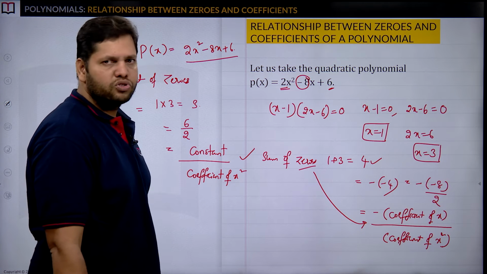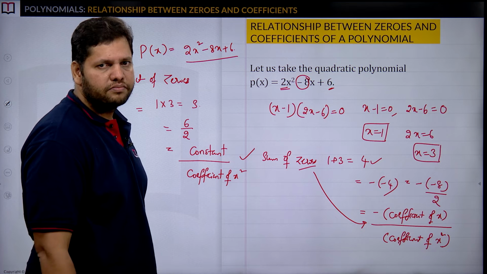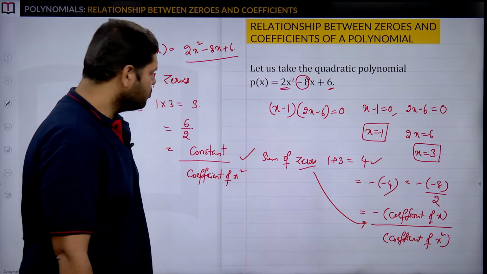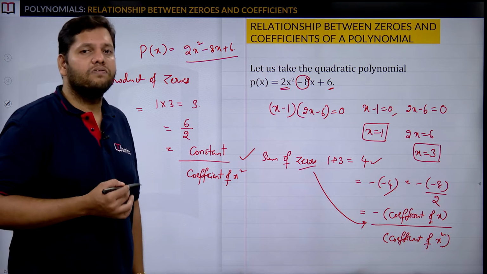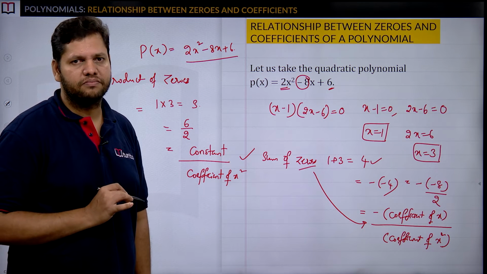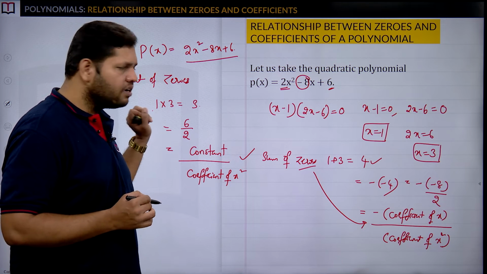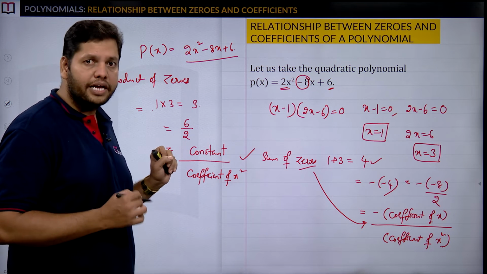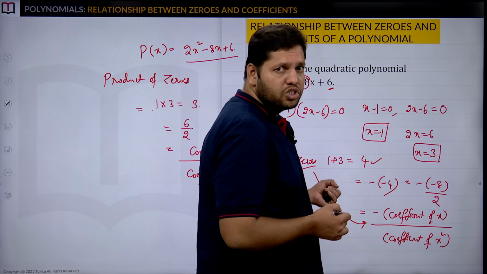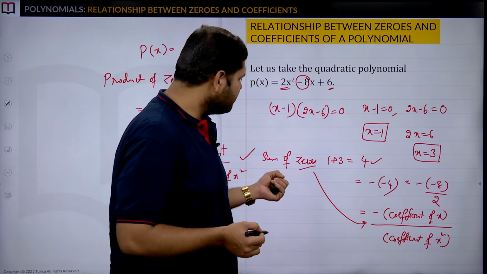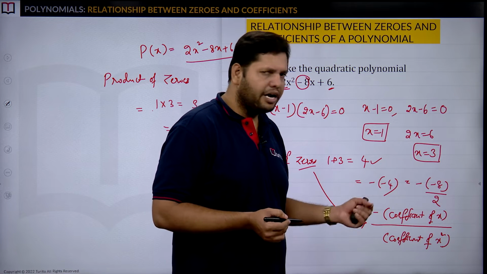And what about the product of the zeros, children? Constant by coefficient of x square. Clear, children? So this is called a relationship between the zeros and the coefficient of the polynomial expression. Here zeros are 1 and 3. And this 6 is a constant term, and 2 is the x square coefficient. And here zeros are 1 plus 3, sum nothing but addition. And this we can write as negative of coefficient of x by coefficient of x square.